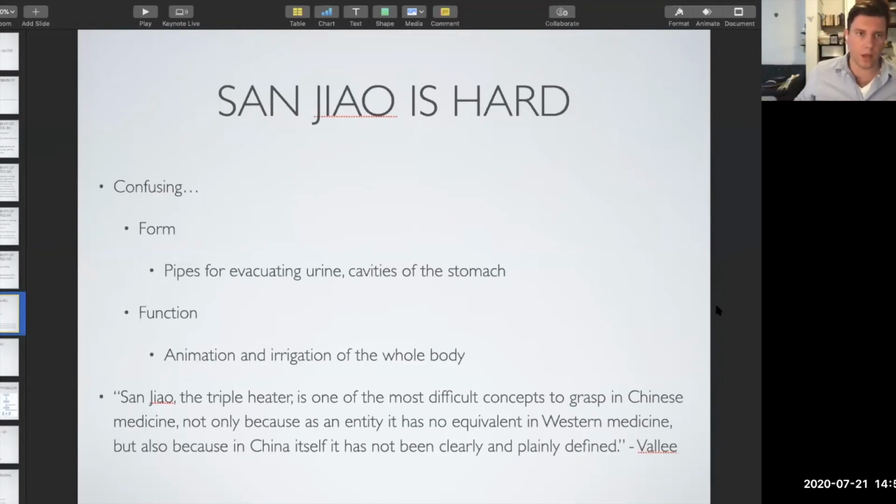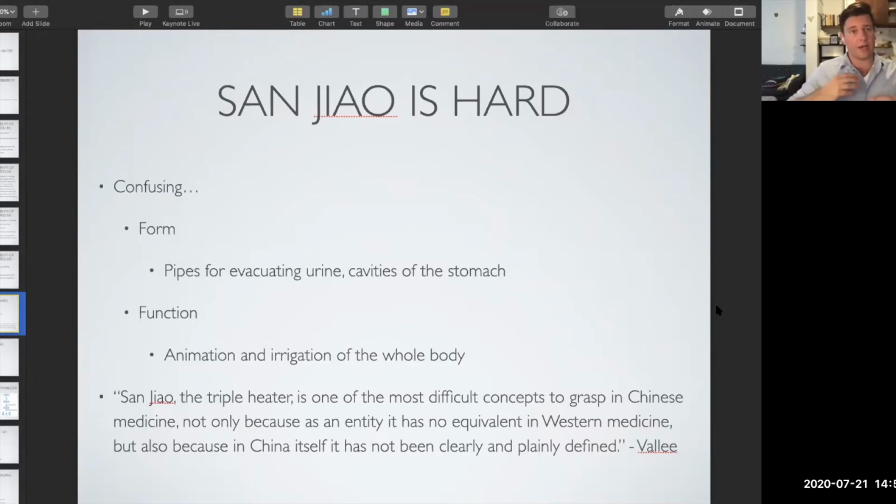And anyone who says the Sanjiao isn't hard either doesn't understand the Sanjiao, is lying to you, or is much, much, much smarter than I am. The Sanjiao is hard for a few reasons. The first is that it's kind of confusing because we're talking about multiple things at the same time. One of the statements of fact was that the Sanjiao is both 3 things and 1 thing at the same time. So it's confusing. It has a form in that it's this pathway through which things like fluids move.